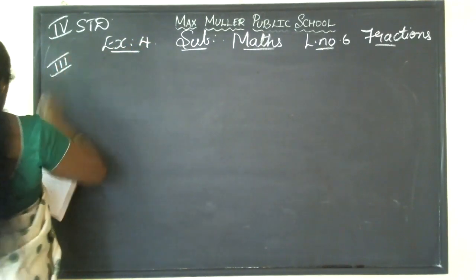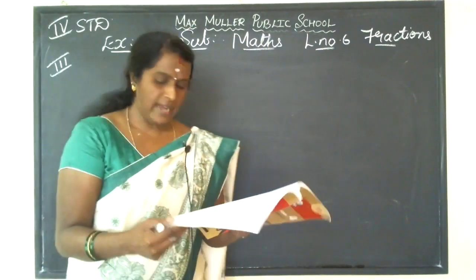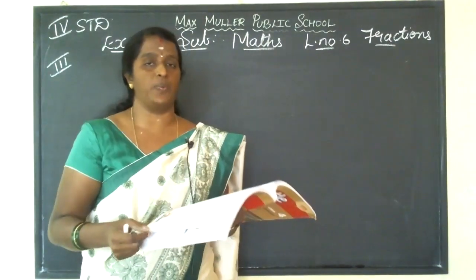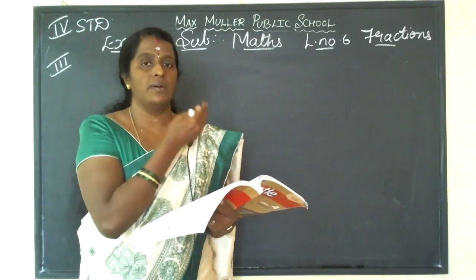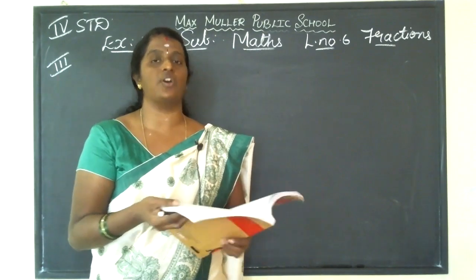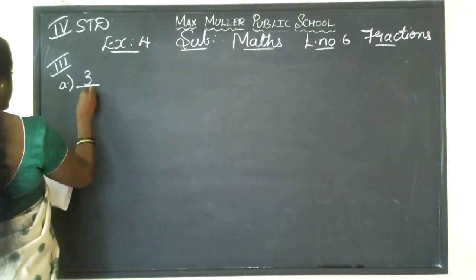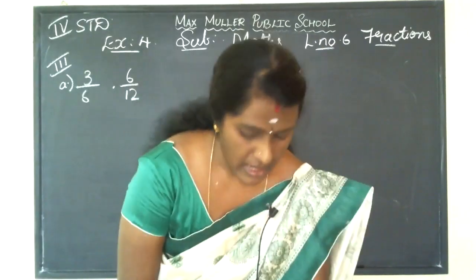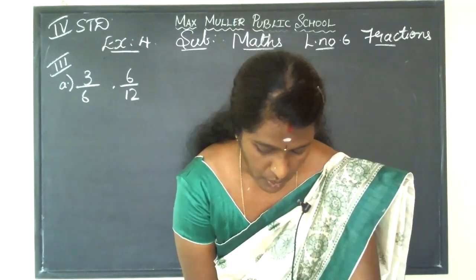Third main, exercise 4, page number 167. Those who are having a textbook, just open page 167. Those who are not having a textbook, please copy what I'm doing on the board in your rough book. Check whether the following fractions are equivalent or not. First one, 3 by 6, comma, 6 by 12. How are you going to do this? You have to do cross multiplication.